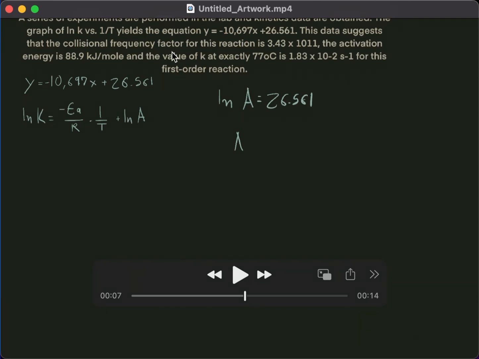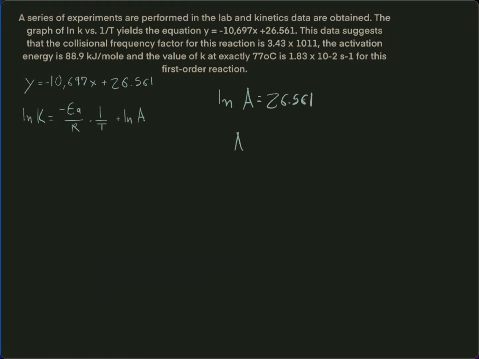you can see that we're given the graph of ln k versus 1 over T, and you get y equals negative 10,697x plus 26.561. You're also given a collisional frequency factor and the activation energy. This is in line with the Arrhenius equation, which relates temperature and activation energy to a rate constant.